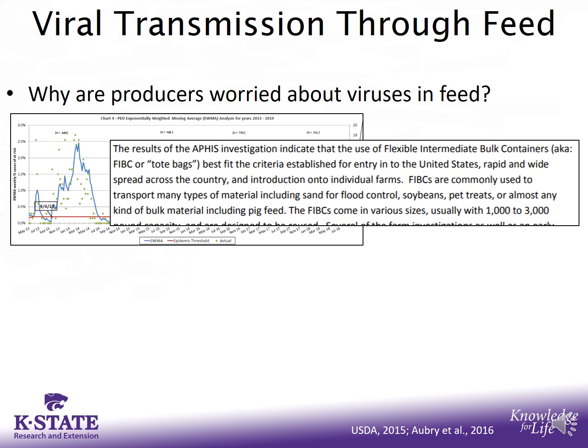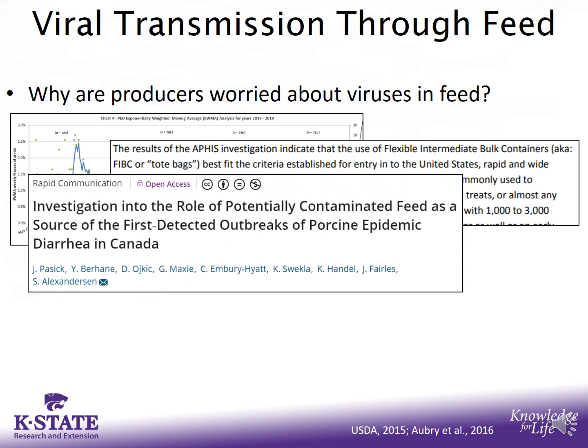In addition to the use of feed transportation methods, we also know that the ingredients or feed itself has caused infectivity. For example, in Canada, there's a research paper that described the investigation into the role of potentially contaminated feed as a source of the first detected outbreaks of porcine epidemic diarrhea in Canada. In this case, the researchers identified that spray-dried porcine plasma, which had been collected from a farm, was capable of causing infection. Feed that was manufactured from the plasma did not cause infectivity.